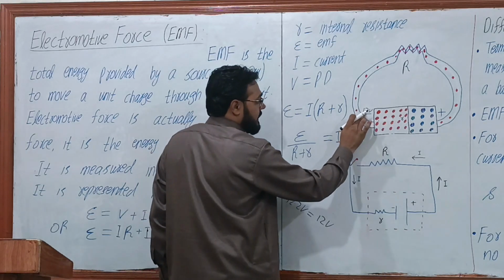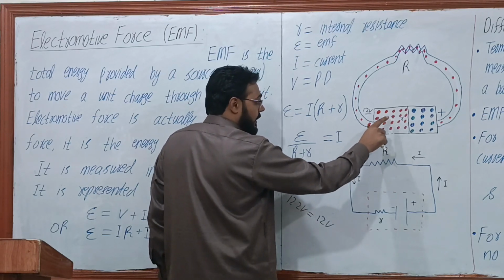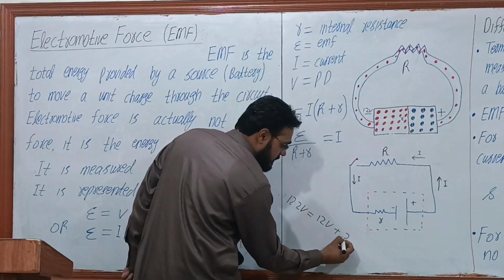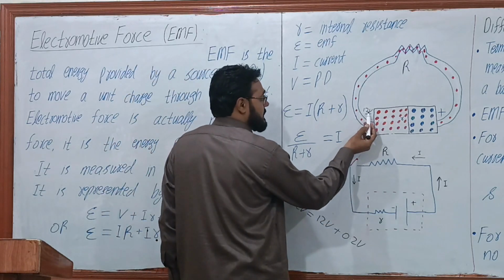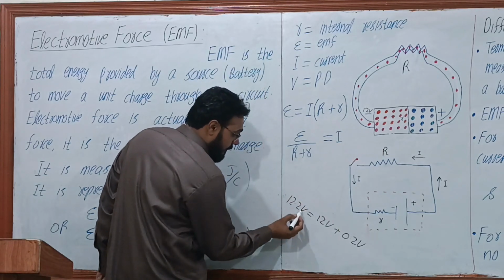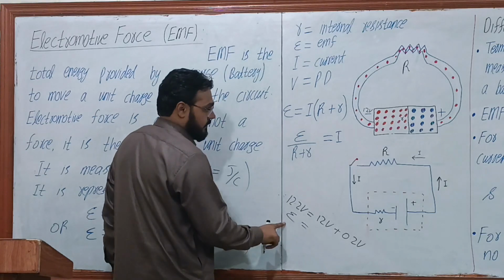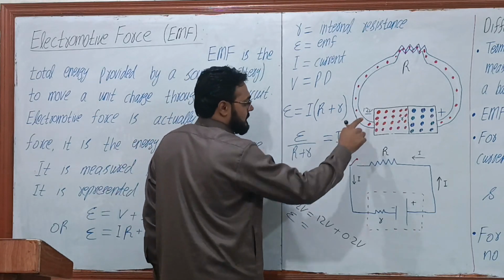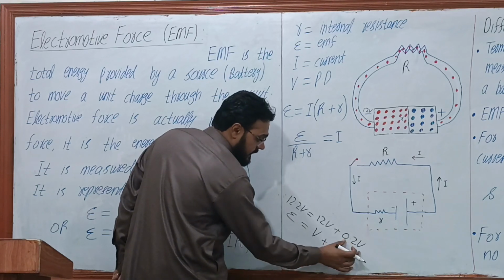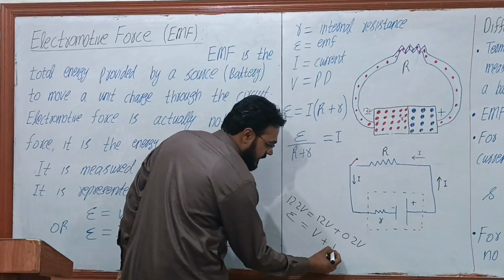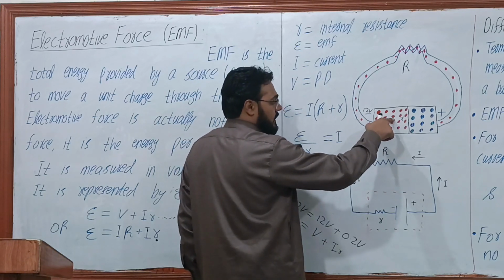12 volt left at the terminal. Total energy was 12.2 volt. 0.2 was lost inside the source, and 12 volt is left at the terminal. So 12.2 volt is the total energy given to a unit charge, which is EMF. The energy left at the terminal is known as terminal voltage, plus the energy lost inside the source, which is Ir. Small r is the resistance of this source, and I is the current.